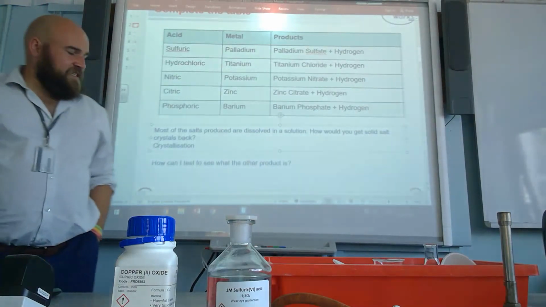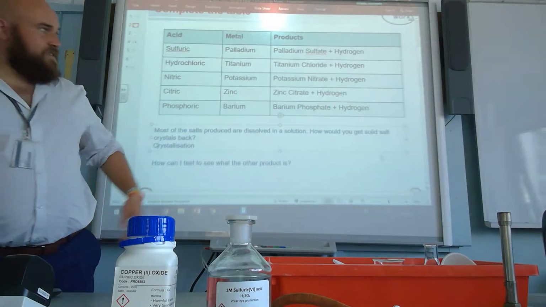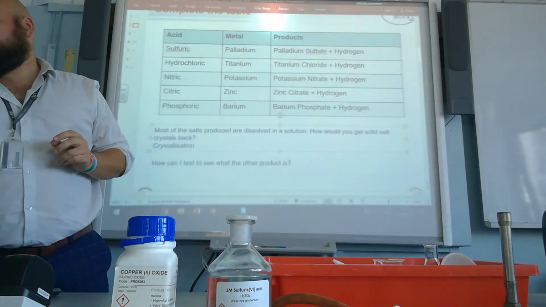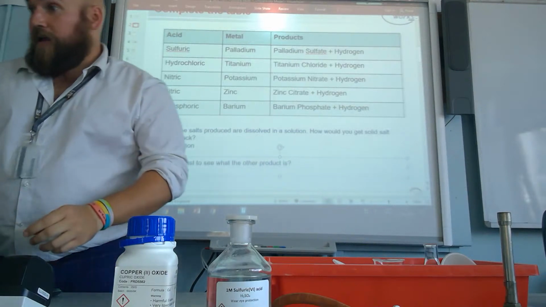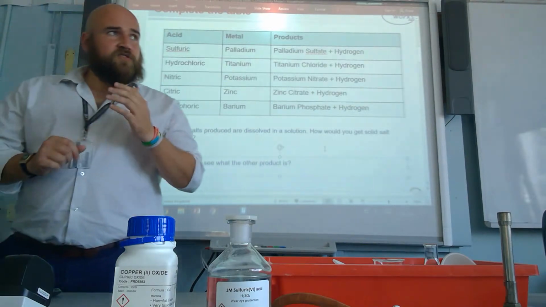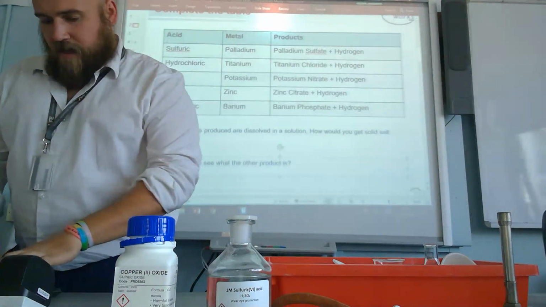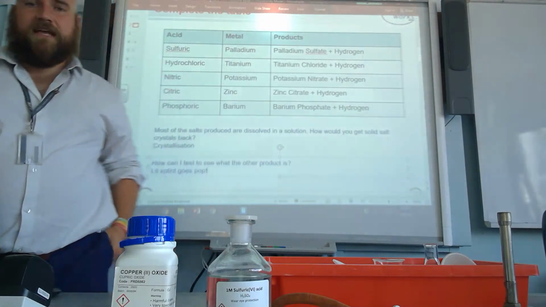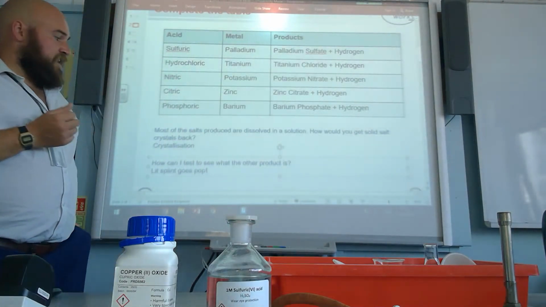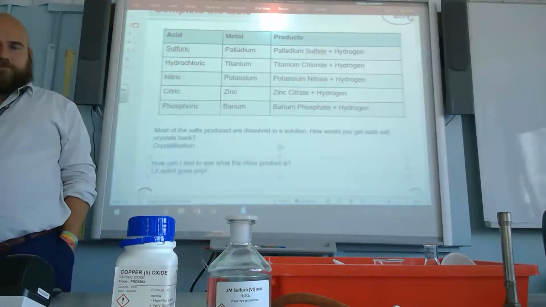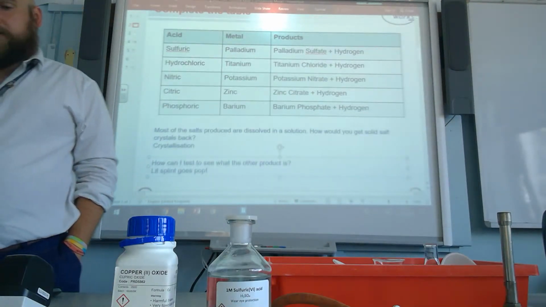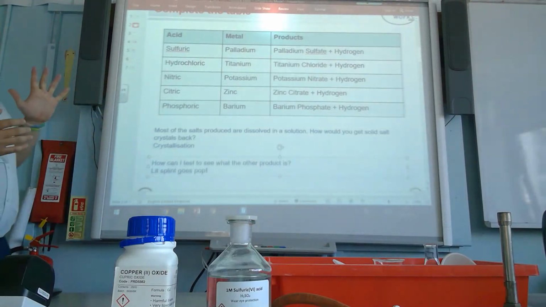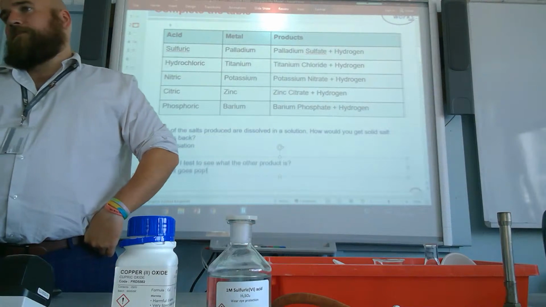And then how can I test to see what the other product is? Well, the other product is hydrogen. So what is the test for hydrogen? I demonstrated this in last week's lesson, on Thursday. What do I put into the test tube? A lit splint goes pop. It makes a lovely popping sound. That's the test for hydrogen, because hydrogen is a very flammable, actually explosive, gas, so I've got to treat it with respect. So that's a little starter just to summarize things that we looked at last lesson.